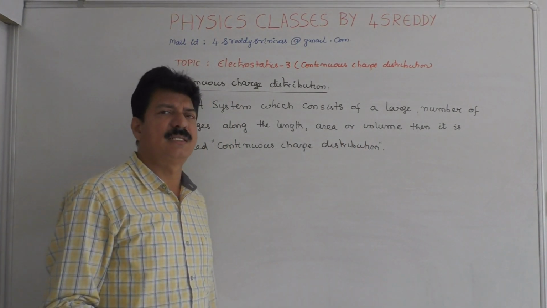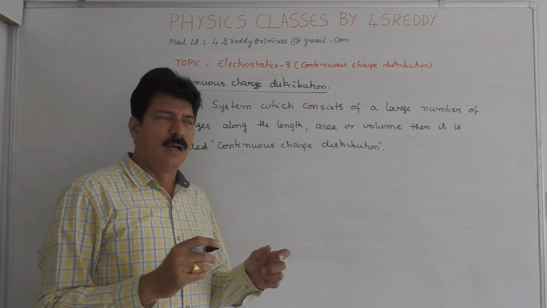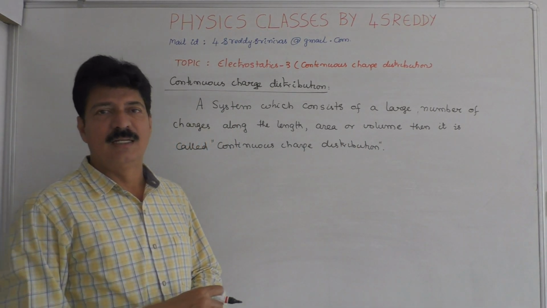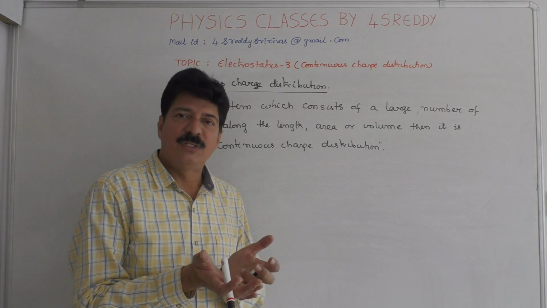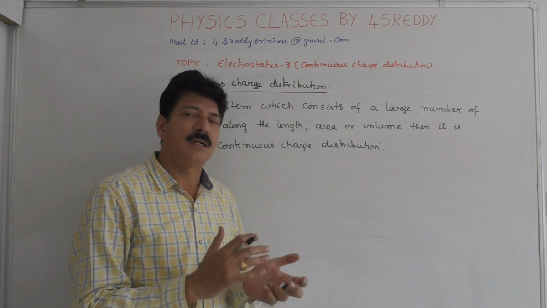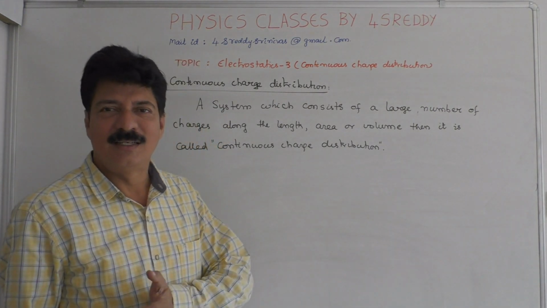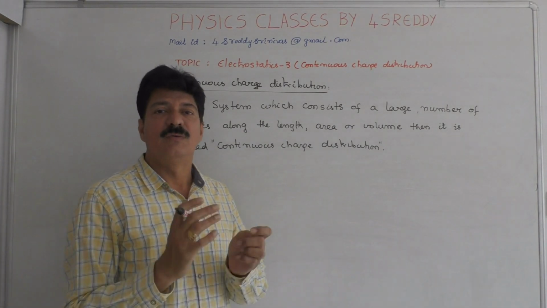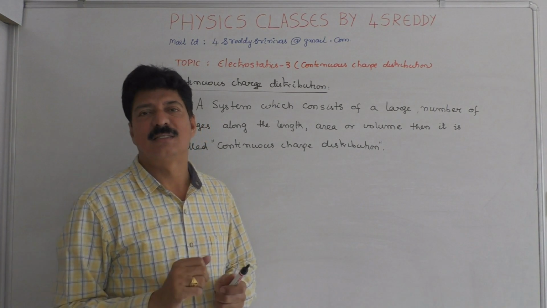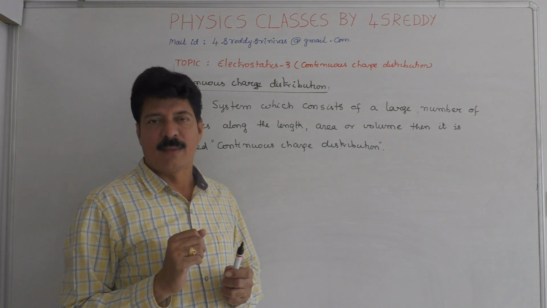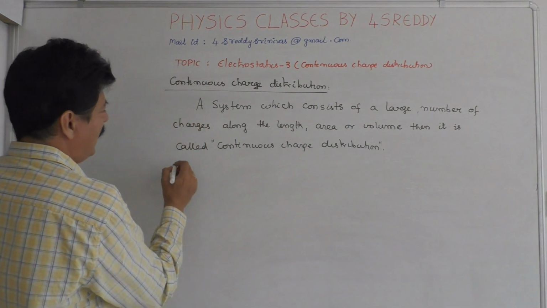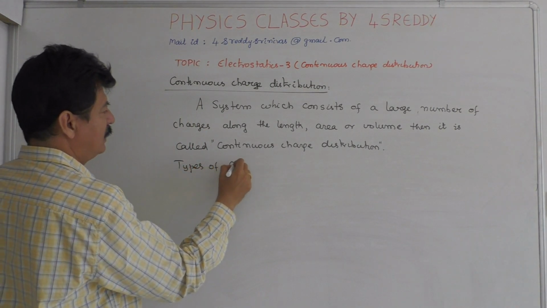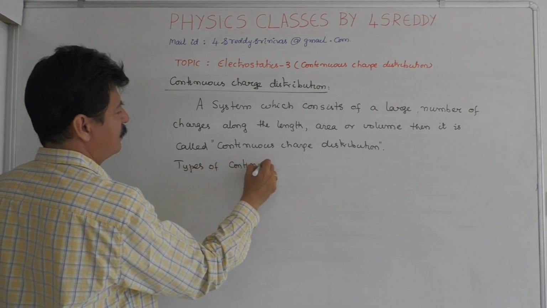For example, when a glass rod is rubbed with a silk, then you will get opposite charges on the silk cloth as well as on the glass rod. There you can find a large number of charges, which is considered to be a continuous charge distribution. But here, these are the types of continuous charge distribution.